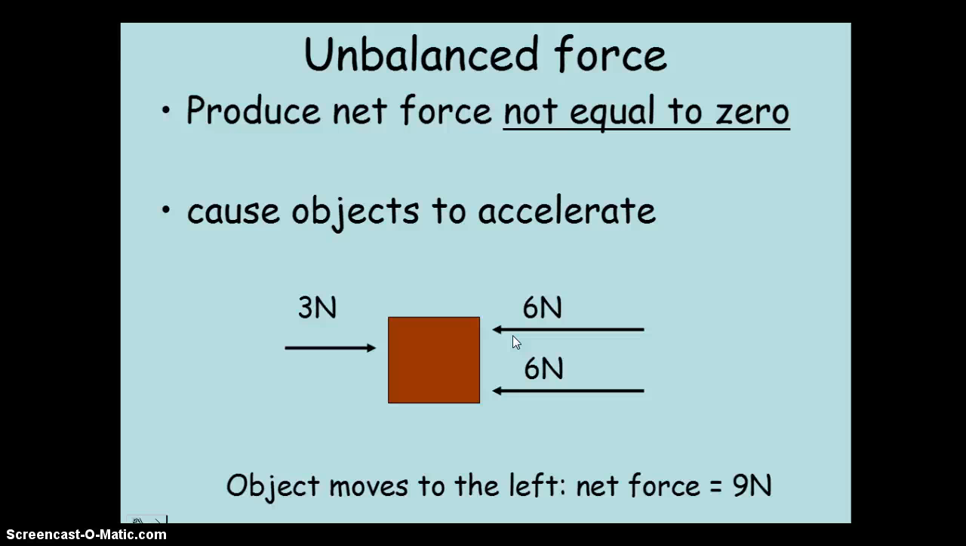So just always remember, if it's an unbalanced force, you'll have some number other than 0. If it's a balanced force, then your net force will be 0. Any number that is not a 0, that force is causing acceleration. It's causing either some kind of change in the speed or direction of the object.